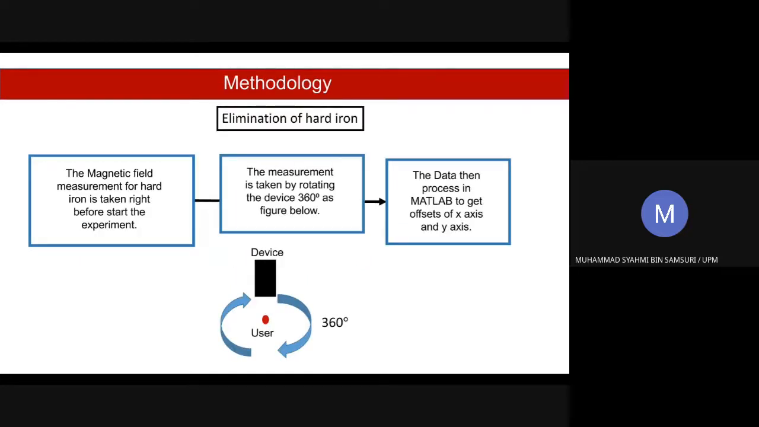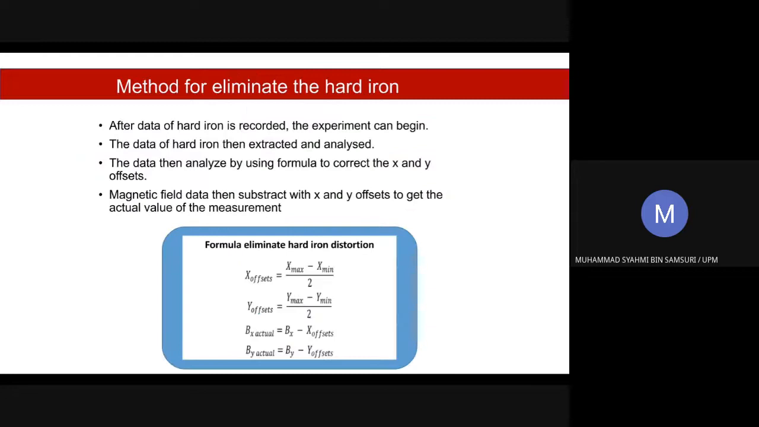So next is the method to eliminate the hard iron. The magnetic field measurement for hard iron is taken right before starting the experiment. We need to take the measurement for hard iron first, and then we can start the experiment. So how to take the measurement for hard iron? The measurement is taken by rotating the device 360 degrees as in the figure below. The data is then processed in MATLAB to get the offset of the x-axis and y-axis. When we get the offsets, we eliminate them by subtracting them from the raw data. After the hard iron data is recorded, the experiment can begin.